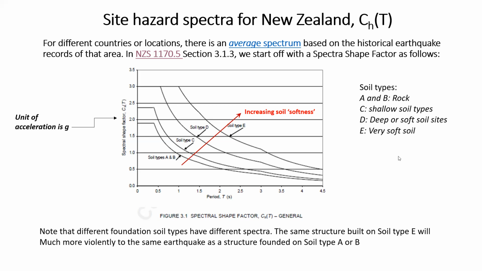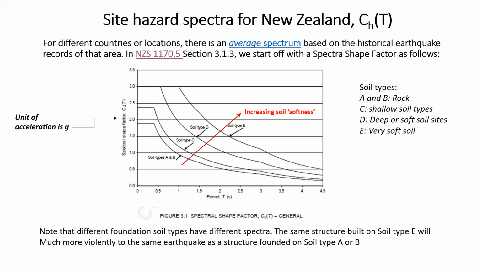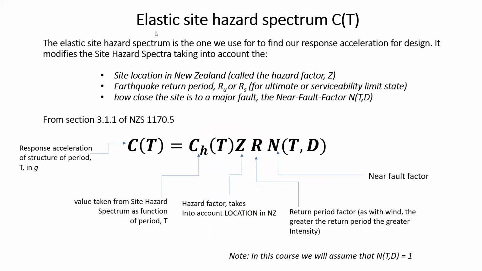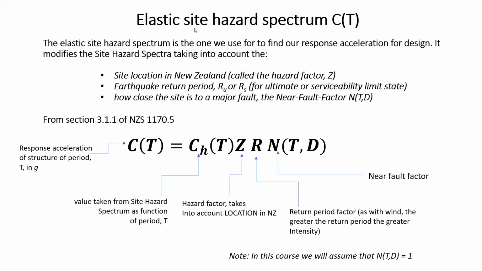So this is your starting off spectrum, right? But you have to adjust it based on various criteria, and we're going to look at these criteria in the next slide. Before, you called it the site hazard spectra, CHT, which is the norm, the general spectra for New Zealand. Now we're going to modify it to get the elastic site hazard spectrum CT. So instead of CHT, we've got CT. A little bit confusing, but it's not really.